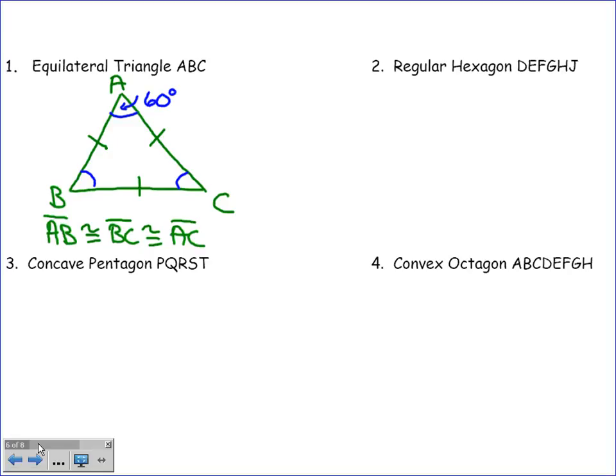Number 2. You guys have 5 seconds. Draw it. Oh, I'll give you 6 seconds since there's 6 sides. Regular hexagon. Regular hexagon. You better draw it nicely. Somebody made fun of me yesterday, Andrew.